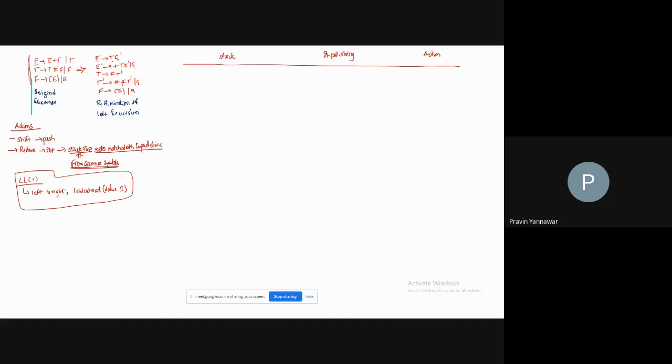E implies E dash. In case of left recursion, what you will observe is that the variable present on the left hand side appears as the first symbol on the right hand side of the expression. The same symbol appears on the right hand side. In that case, left recursion happens, and it is very difficult for a parser to handle. So it is mandatory for us to remove the left recursion and reorganize the grammar.